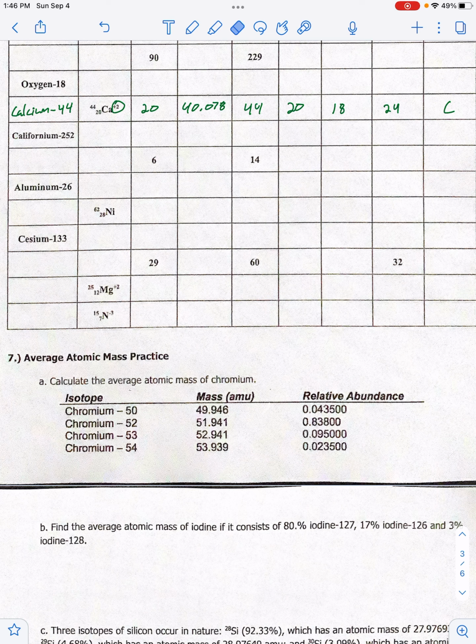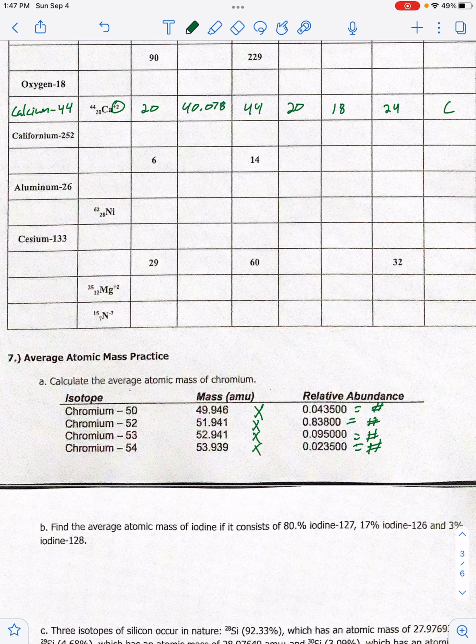So all I would need to do, let me go back to my pen, is just multiply across for each one. So 49.946 times 0.043500, and that would give you a number. I would do the same thing for the next one. Take 51.941, multiply across by 0.83800, and that would give you a number. You're going to do the same thing for each one of those. Just keep multiplying across until you get a number.